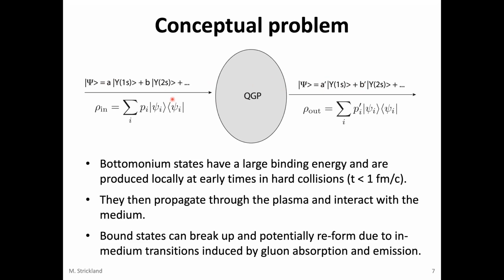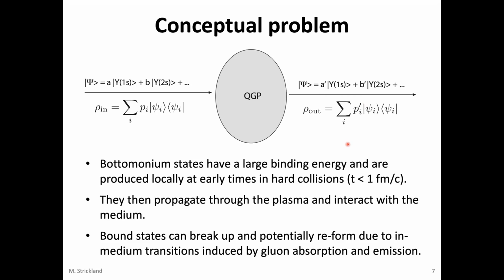One can alternatively think of this in terms of density matrices, so that I have some probability to be in this particular state in the incoming state, and then I want to evolve the density matrix and get the outgoing density matrix and get the probabilities that I find them after the propagation through the quark-gluon plasma.